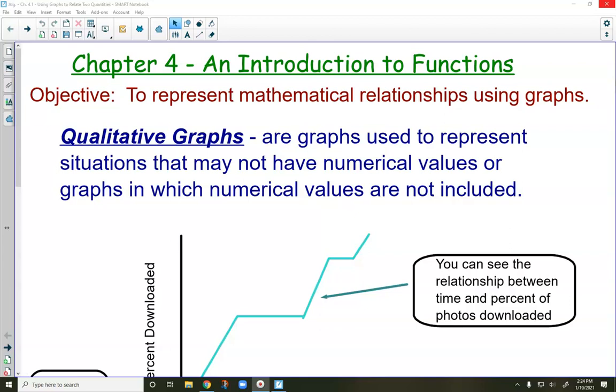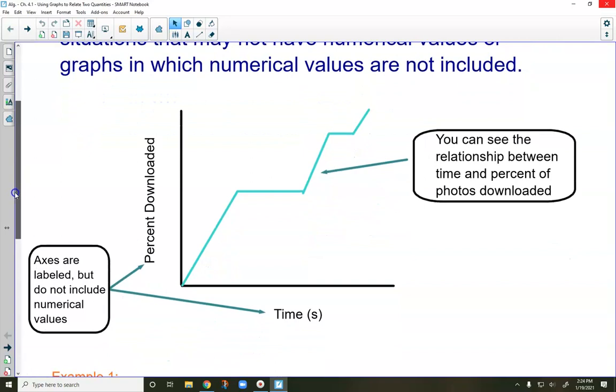A quantitative graph is easy. The key word in there is quantity, and on the x and y axis we will have intervals with numbers. A qualitative graph is different. Qualitative graphs are graphs used to represent situations that may not have numerical values, or graphs in which numerical values are not included. This is an example of one.